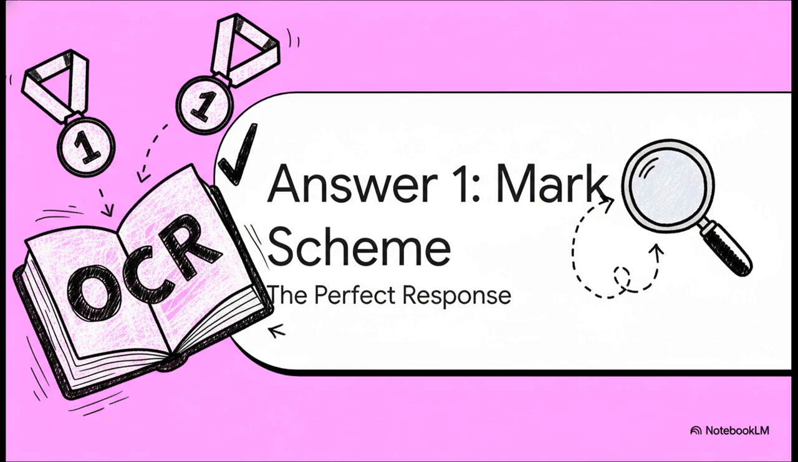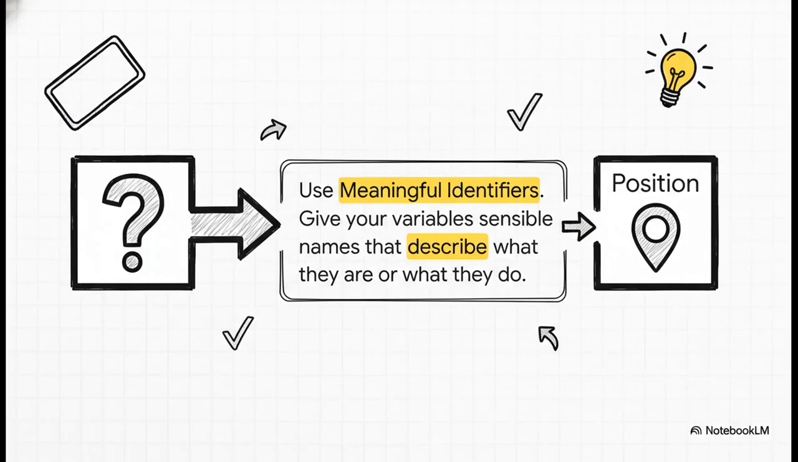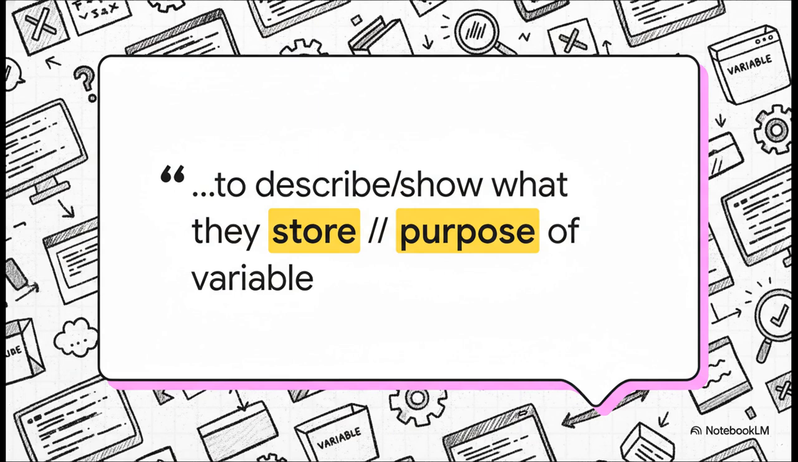Let's look at how to snatch those first 2 marks. And for this, we're going straight to the source, the official OCR mark scheme. The first perfect answer is to use meaningful identifiers. Now, that's just a fancy way of saying you should give your variables and functions sensible names that actually describe what they do. Now look at this. What you're seeing on screen, that's the exact wording from the mark scheme. This is what the examiners are trained to look for.